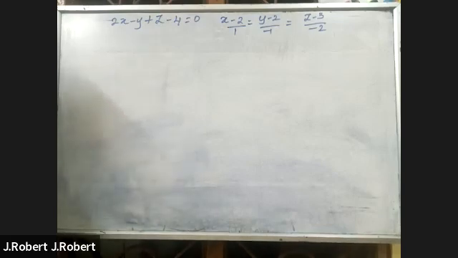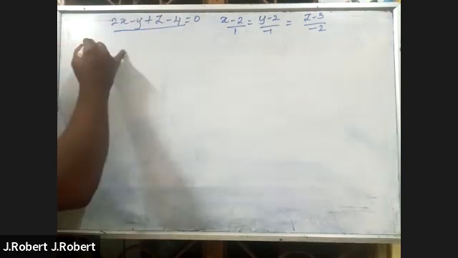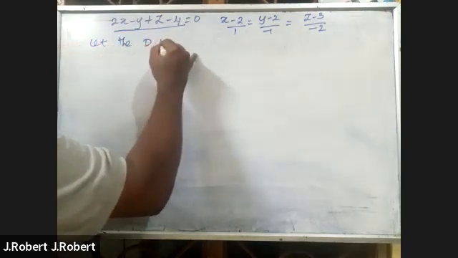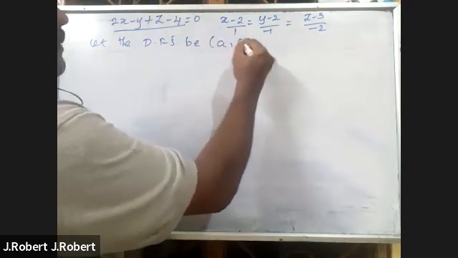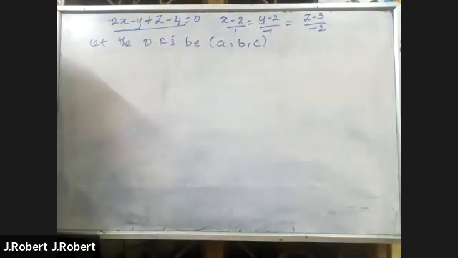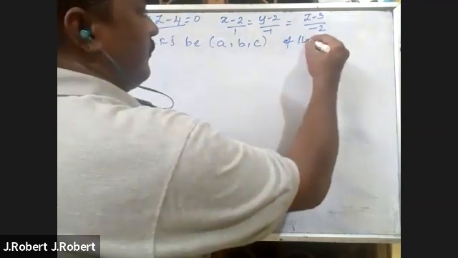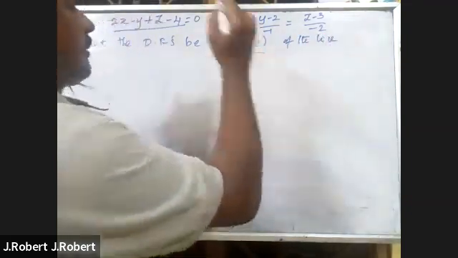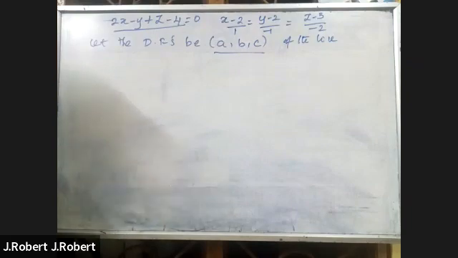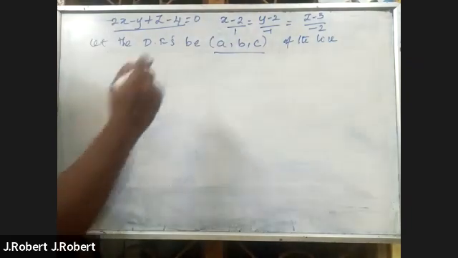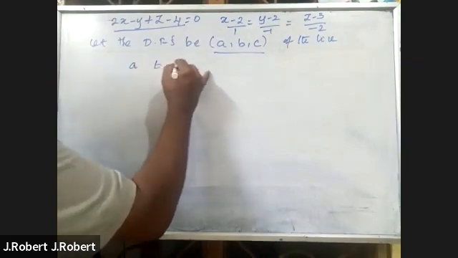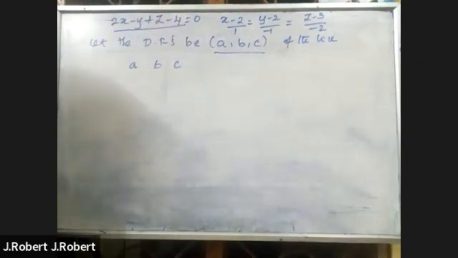Now what we have to do is, first the plane is given. We are going to find out the direction ratios. Let the direction ratios of the line be a, b, c. I'm just taking a, b, c as the direction ratios.